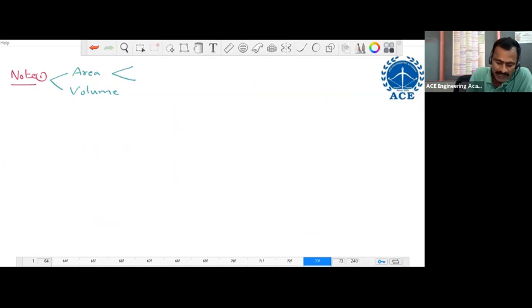To find the area, we can use the single integral or ordinary definite integral. To find this same area, we can use the double integral also, but conditions apply. Star, or with the condition.